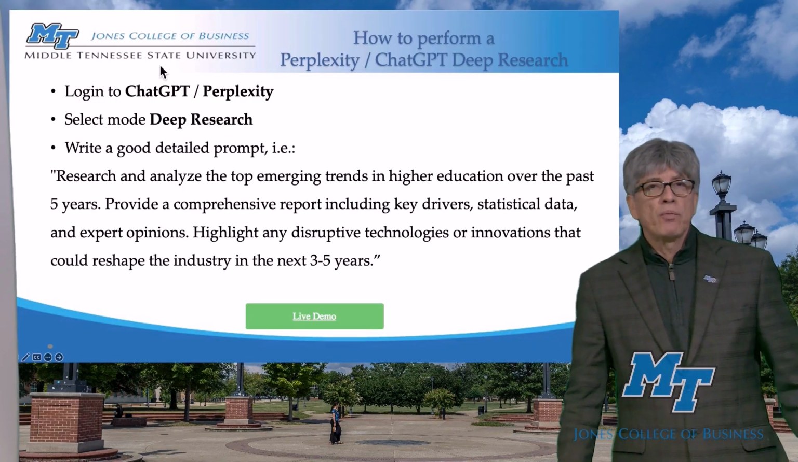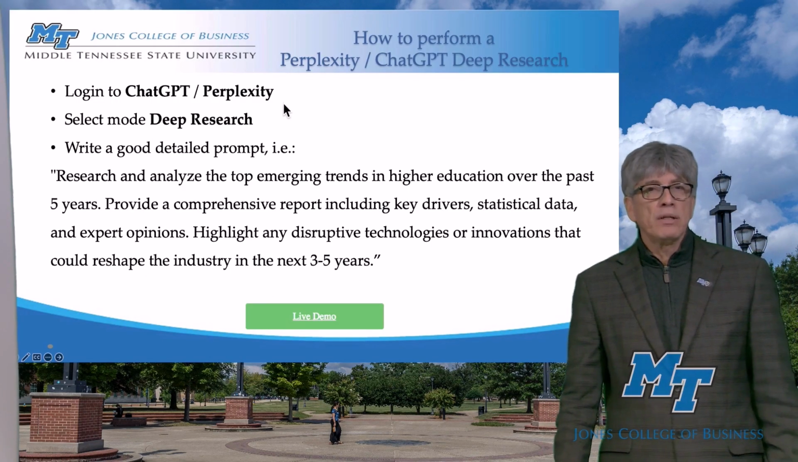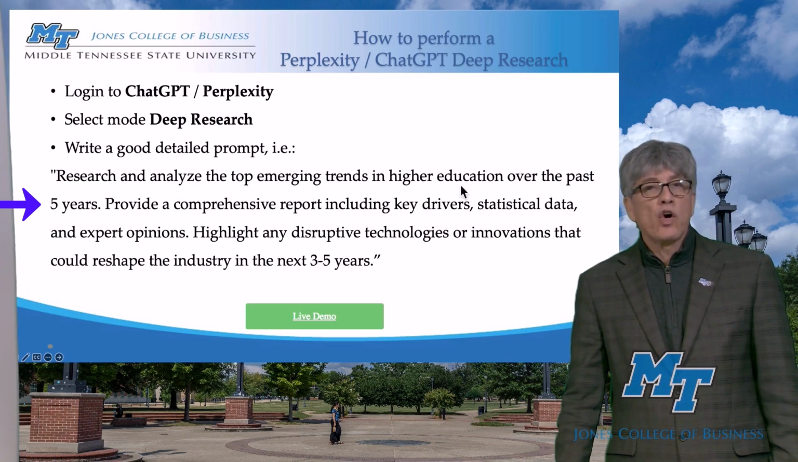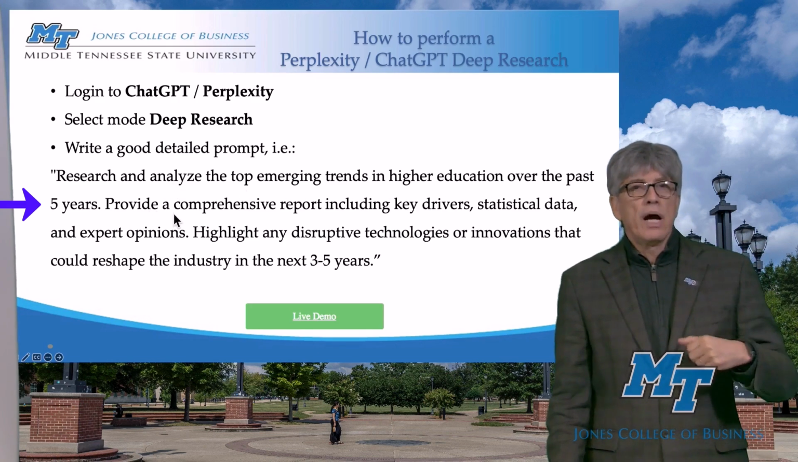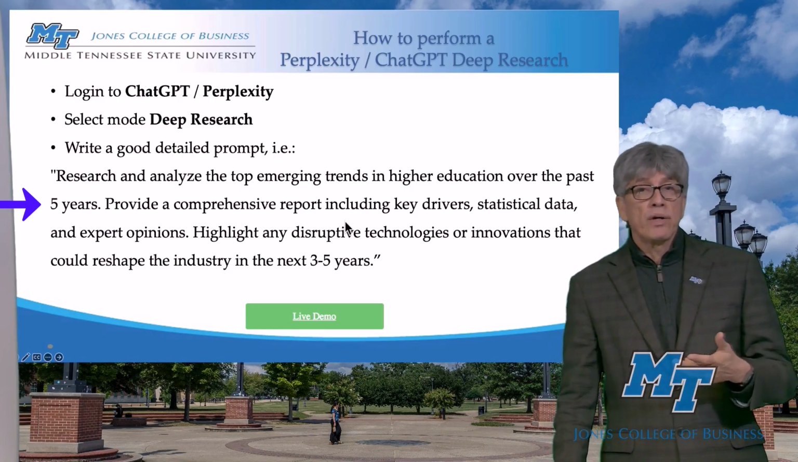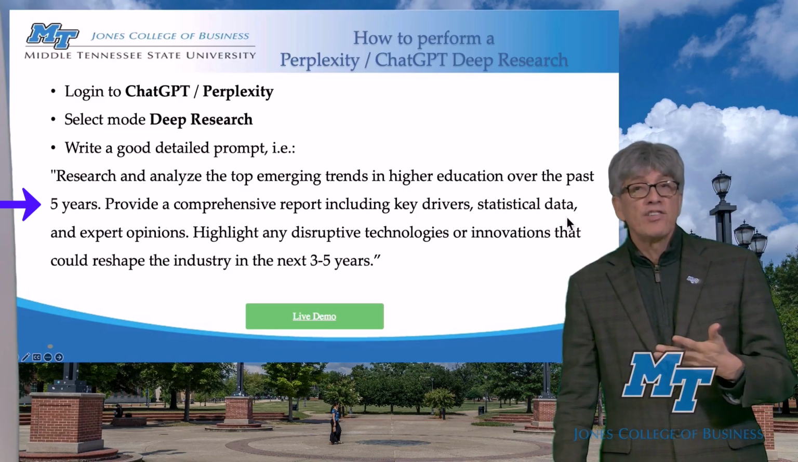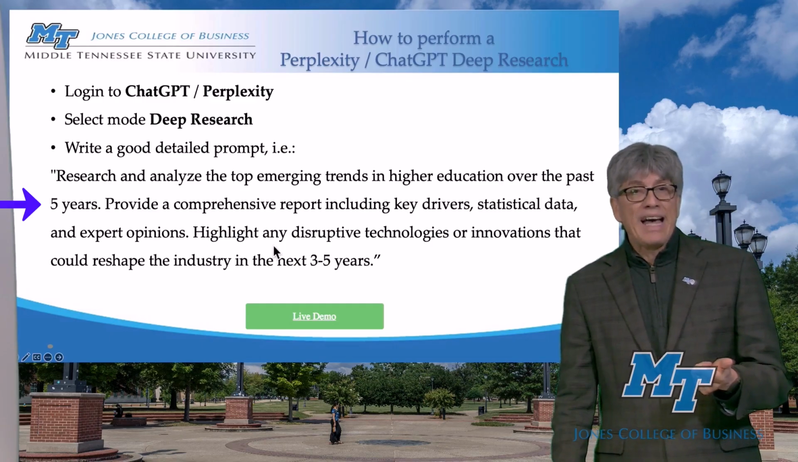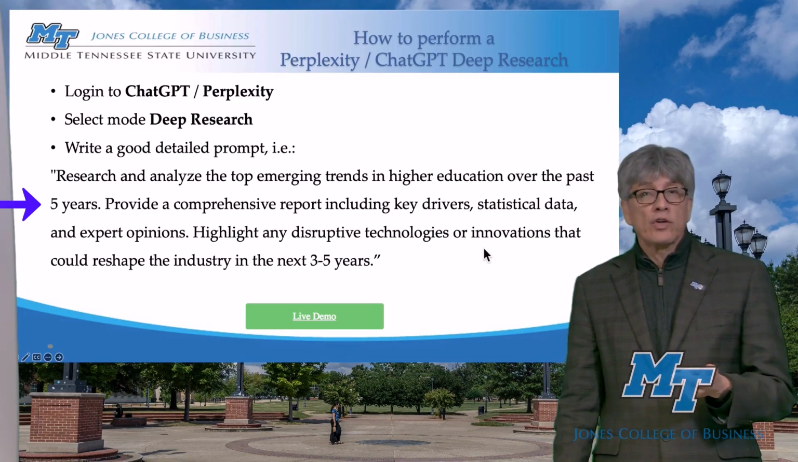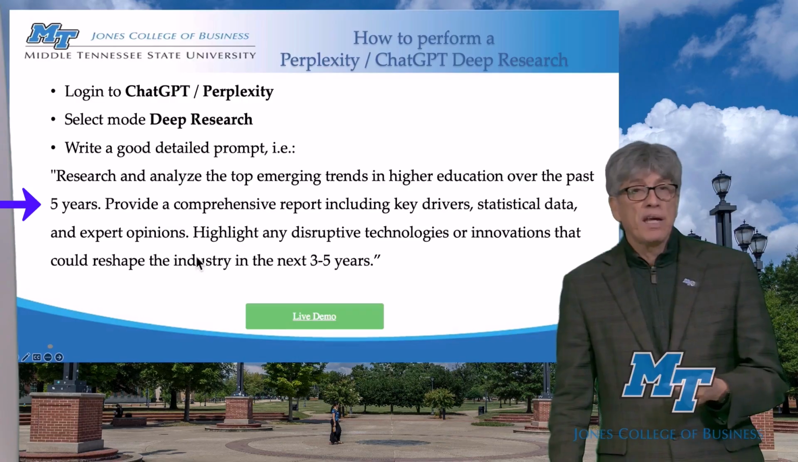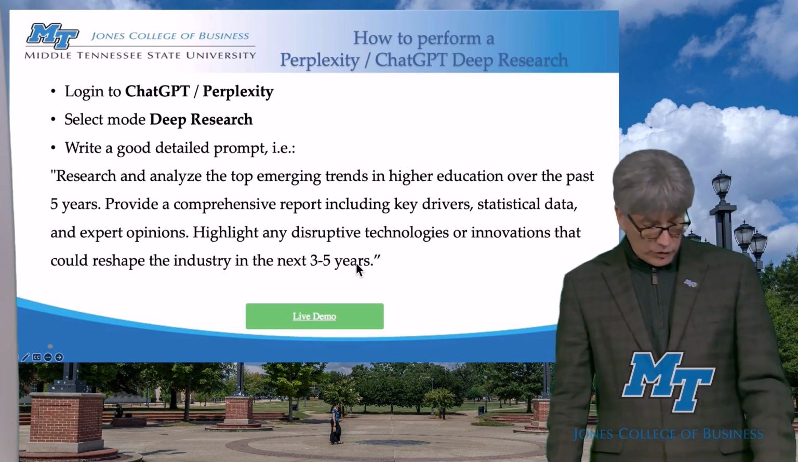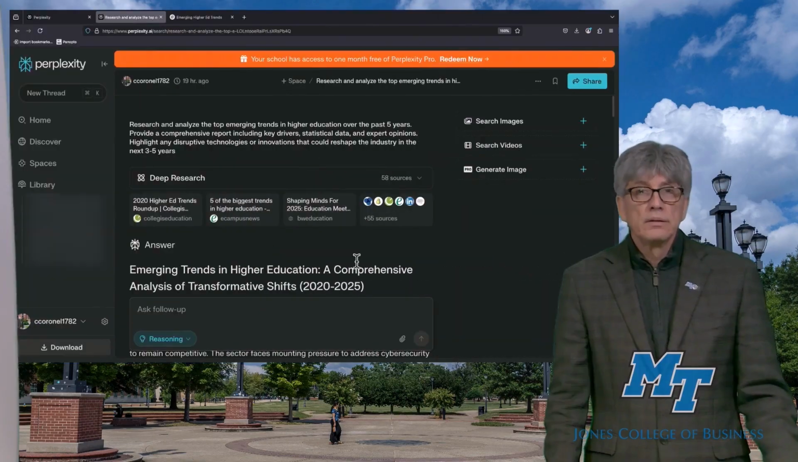Let's do a simple example of how this works, okay? For this example, we're going to use ChatGPT and Perplexity. We're going to use this prompt: research and analyze the top emerging trends in higher education over the past 5 years, and provide a comprehensive report including key drivers, statistical data, expert opinions, and highlight any disruptive technologies or innovations that could reshape the industry in the next 3 to 5 years. So that's the prompt.